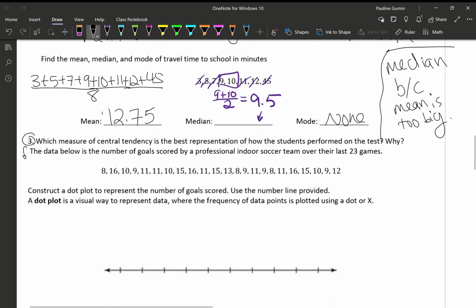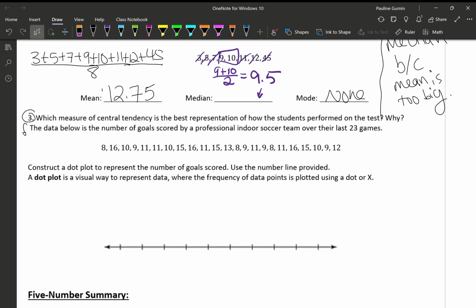Okay. All right. The data below is the number of goals scored by a professional indoor soccer team over the last 23 games. Let's construct a dot plot. Now, what I do to start these is I look for the smallest number, which is 8, and then I count up, label the number line, hope I have enough. I usually am pretty good at giving you enough space. Wonderful. Good job, old me. We have enough to do all the data.